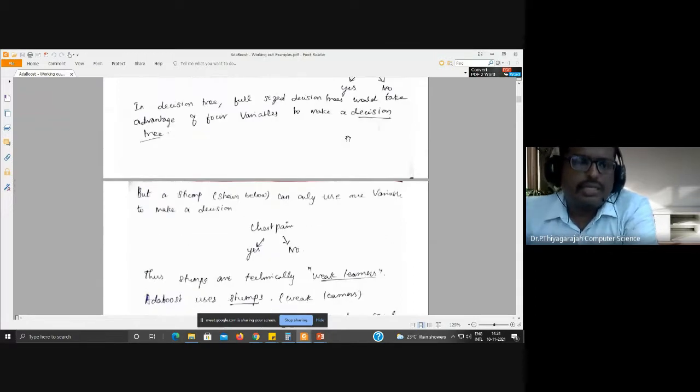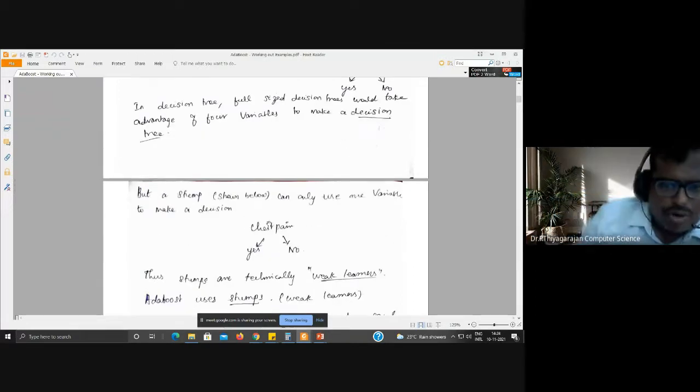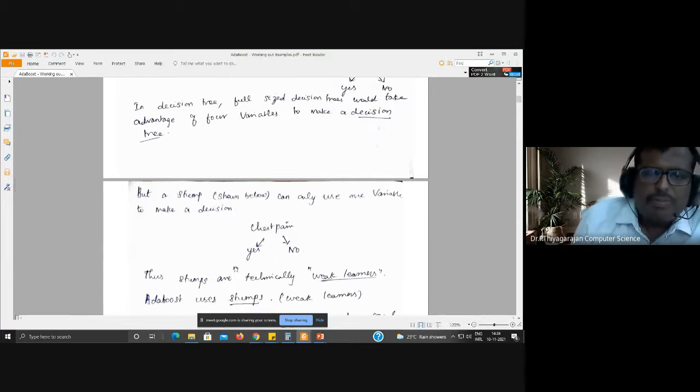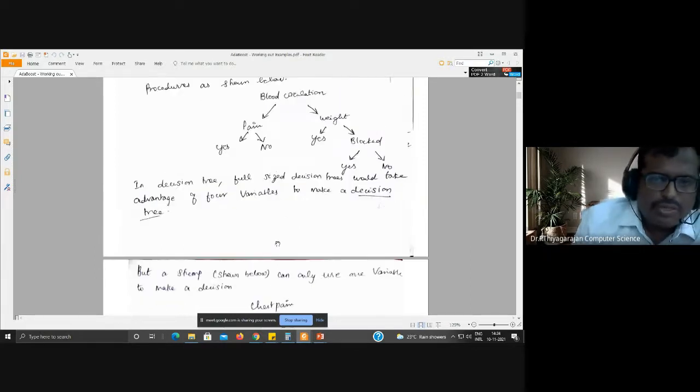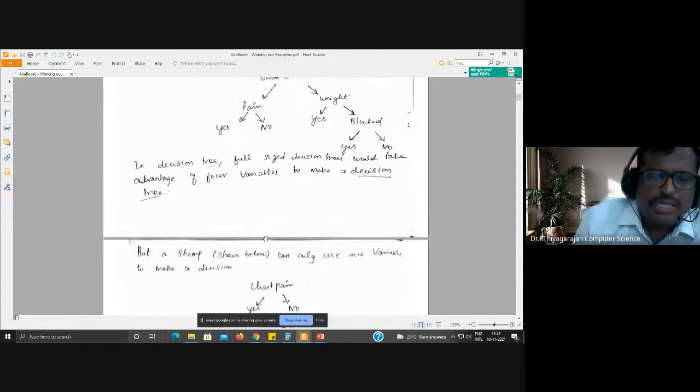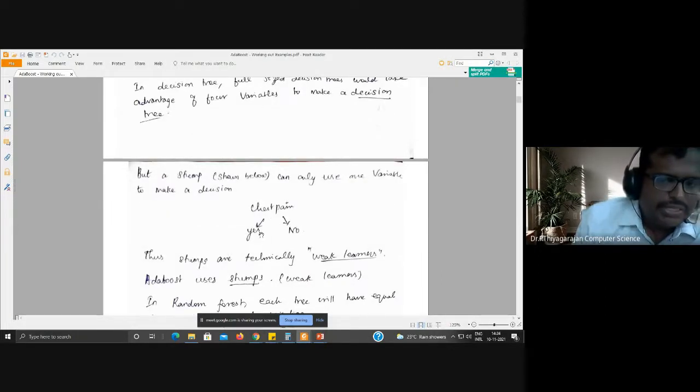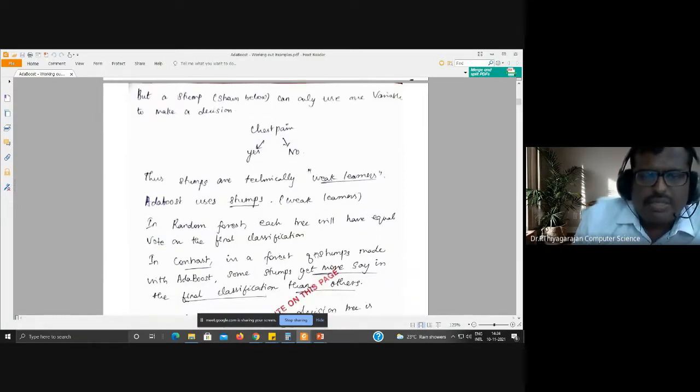As I said, AdaBoost will always work with stumps. A stump is nothing but a portion of a decision tree. Imagine that chest pain, which is our class label, is one of the features in the data set. It can be classified as yes or no. This part is known as a stump. A stump can only use one variable to make a decision. These stumps are technically weak learners. We'll see why they are called weak learners. So AdaBoost uses stumps, which are nothing but weak learners.